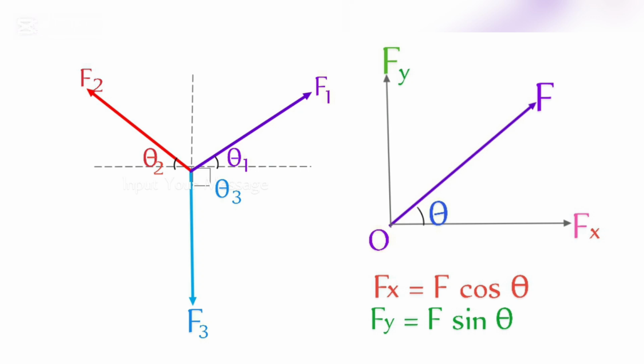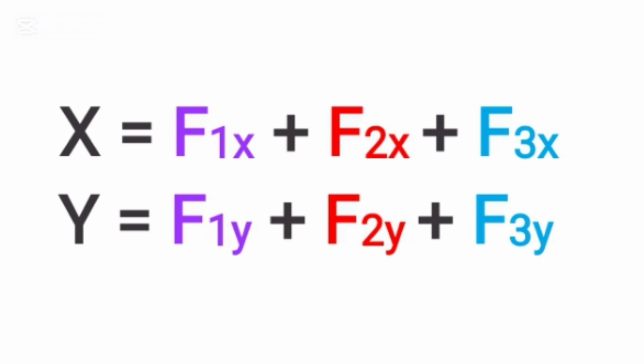Horizontally, Fx will be equal to F cos theta. Fy will be equal to F sin theta. We will use only the angle to the horizontal. The next thing to do is to add all the x components together, considering the direction of the resolved force, and add all the y components together, also considering the direction of the resolved force.